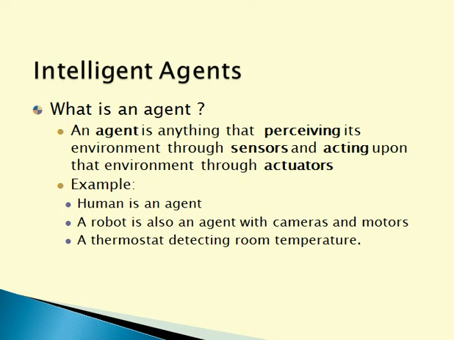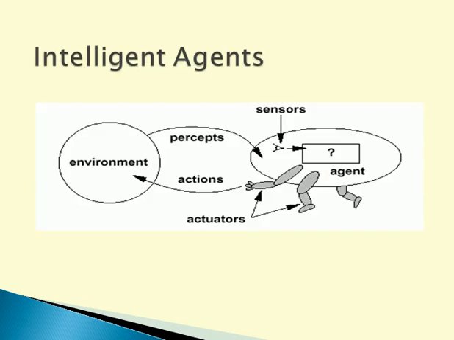Intelligent agents. What is an agent? An agent is anything that perceives its environment through sensors and acts upon that environment through actuators. Example, a human is an agent. A robot is also an agent with cameras and motors. A thermostat detecting room temperature is also an agent. An intelligent agent has an environment. In this environment, it perceives something and gives commands to the actuators to do some actions, and the actions are implemented.